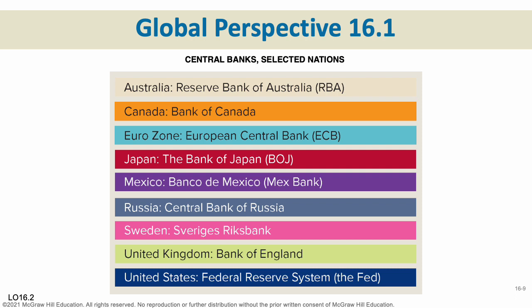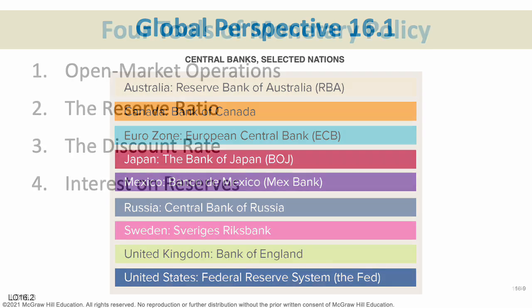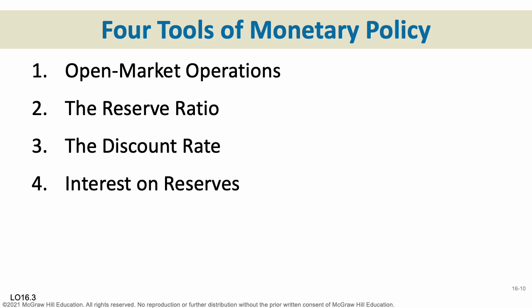Every country has their own version of a central bank. In the United States, it's the Fed, and this is just a selection of other central banks in countries around the world. But in our country, what does the Federal Reserve do? Well, they do what is known as monetary policy. And monetary policy takes 4 different forms. These are all of the levers the Federal Reserve can pull to influence the economy.